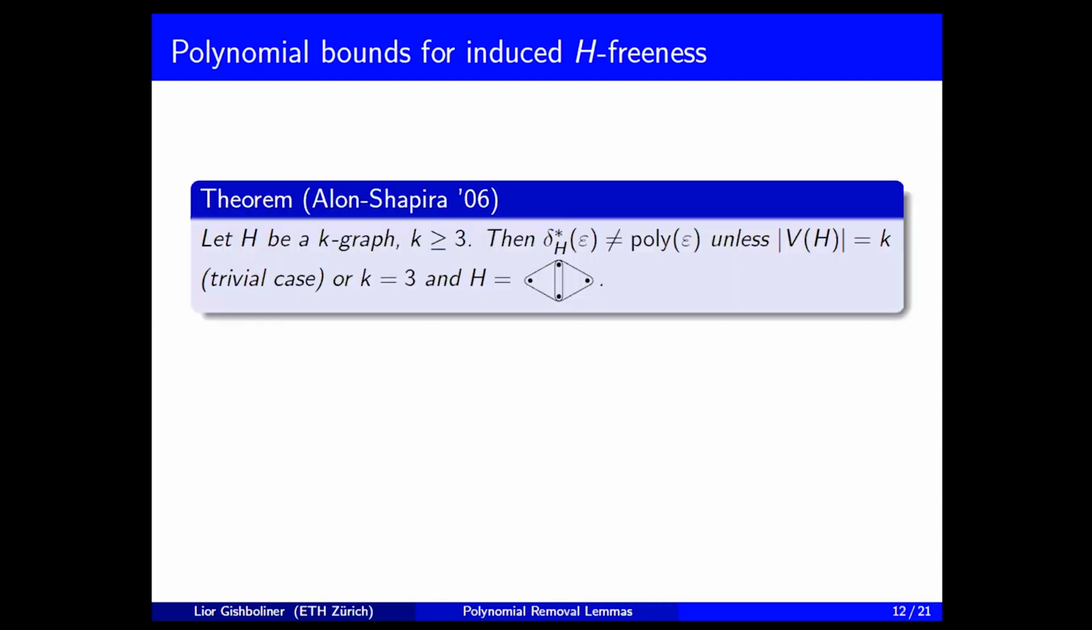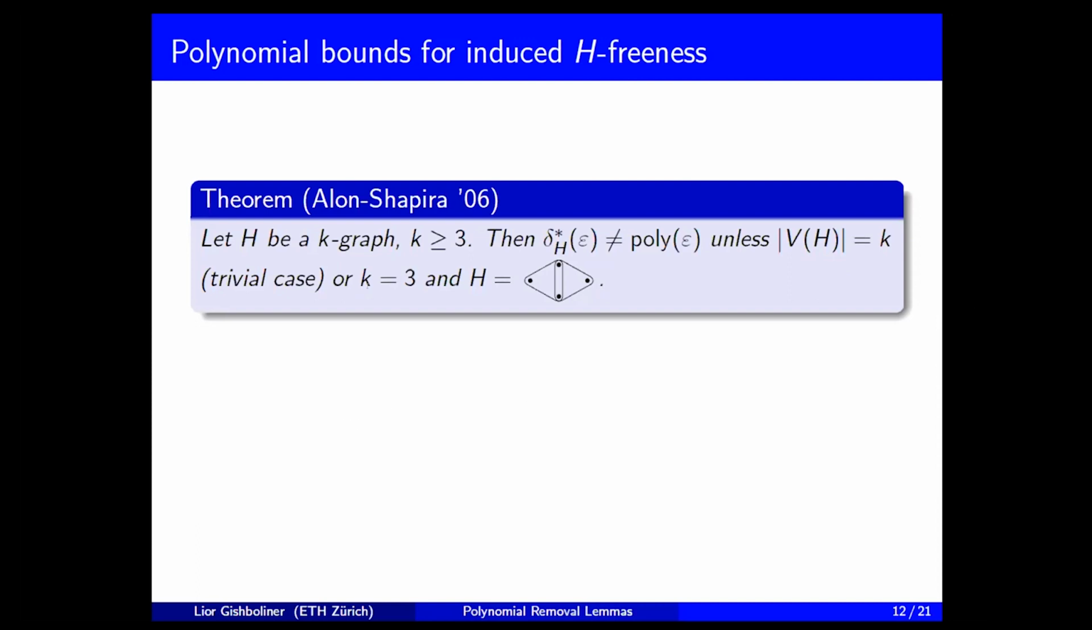Now let me say something about hypergraphs. So there was another result of Alon and Shapira that if we look at k-uniform hypergraphs where k is at least 3, then the induced removal lemma bound is not polynomial unless, well, there are 2 cases. One case is that the number of vertices of H is k. This means that H is an edge or a non-edge. So this is a trivial case.